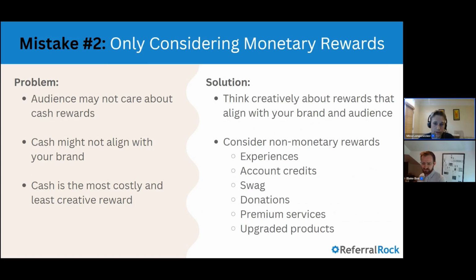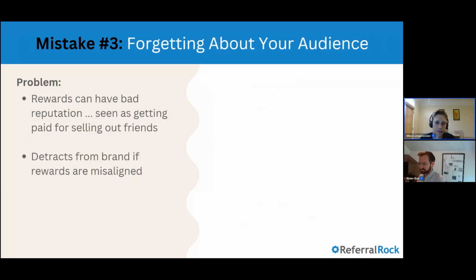So, we encourage you to think creatively about rewards that align with your brand and your audience. Types of non-monetary rewards you might want to consider are things like experiences, account credits, swag, premium services, upgraded products. These are just a few examples of things you might look for.